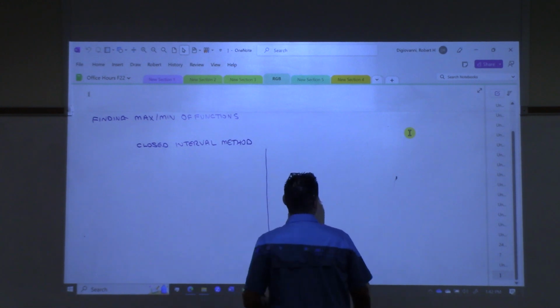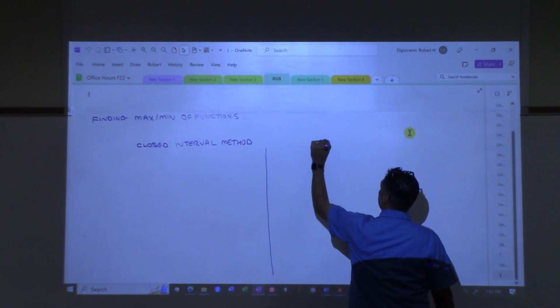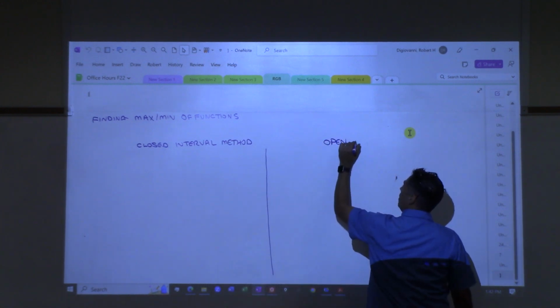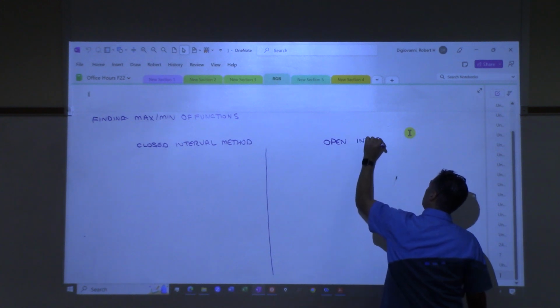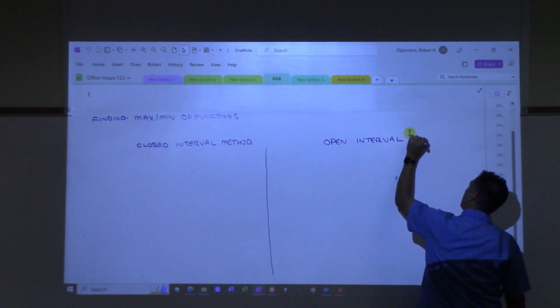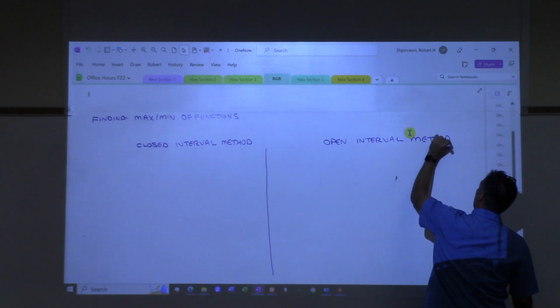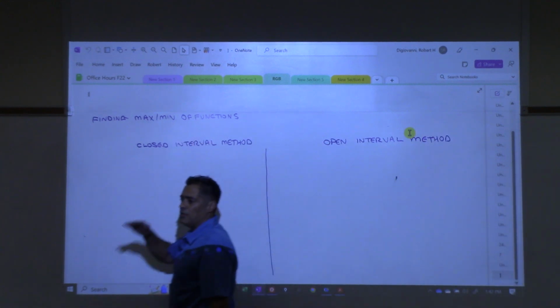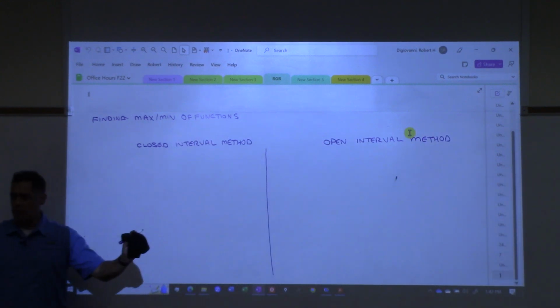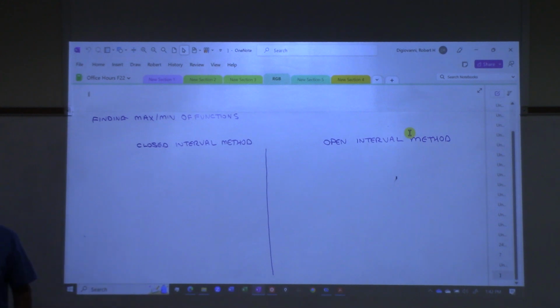And the other one, the book doesn't call it the open interval method, but I do. This is called the open interval method. Burn this into your brains. If you're trying to find the highest and lowest points on a function, there are two different approaches. And they're not like two approaches where you get to choose. The problem will dictate which of the two you're going to use.